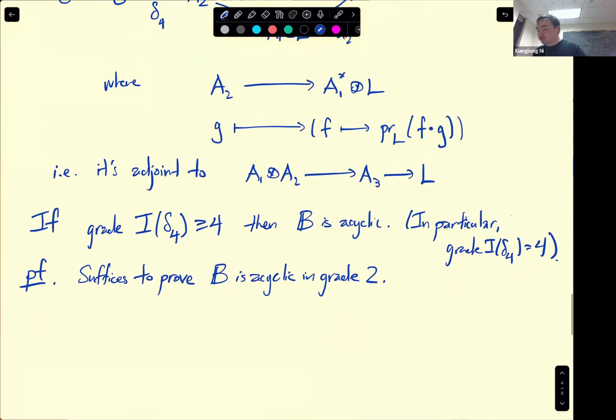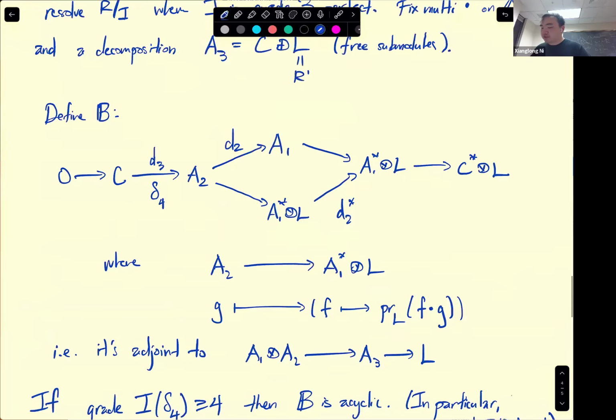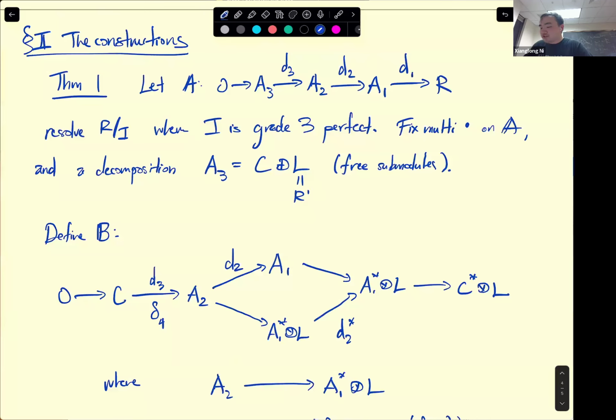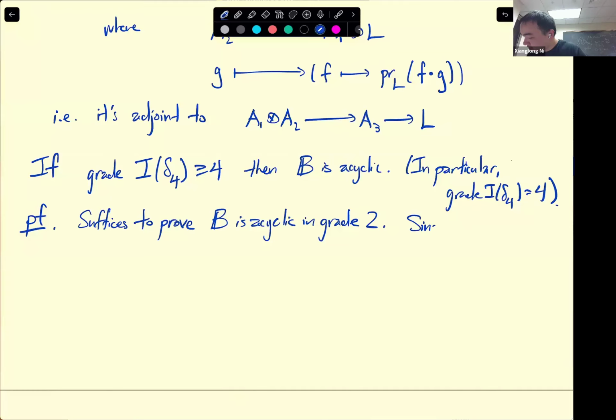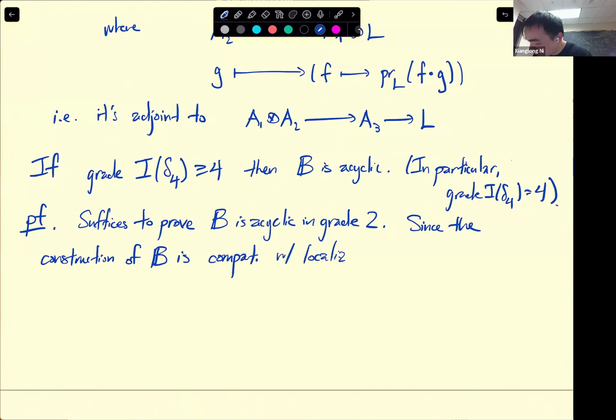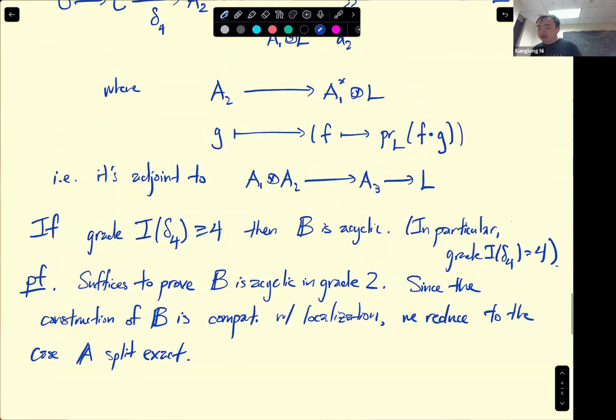So what this means is I reduce at once to, well, if I localize A at a prime of grade at most 2, then it just becomes split exact, right? Because this is a resolution of a grade 3 perfect ideal. So since the construction of B is compatible with localization, we reduce to the case that A is split exact. And then it just becomes actually a straightforward computation.